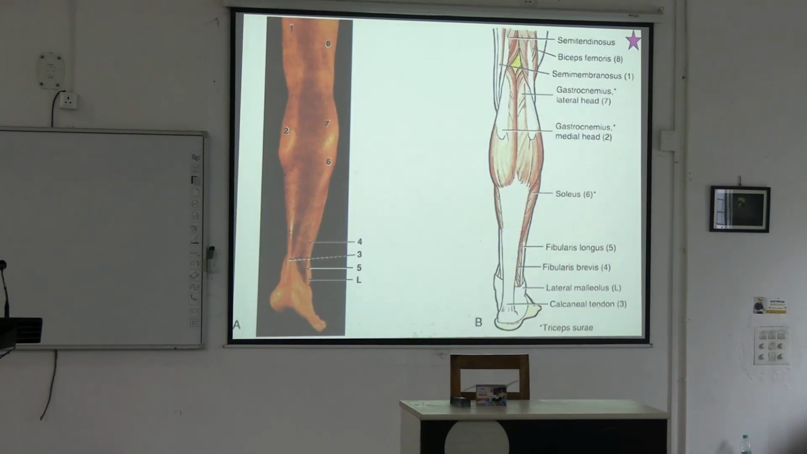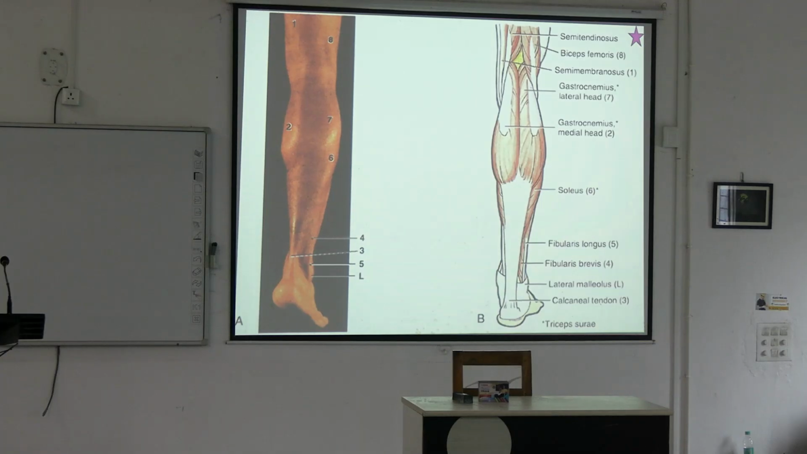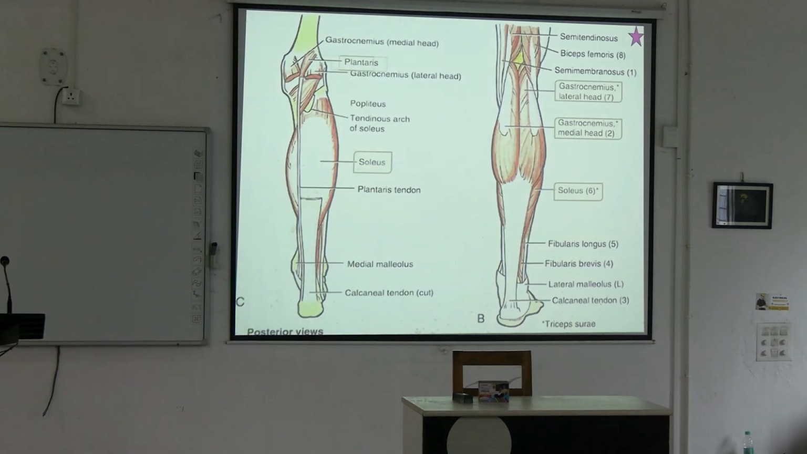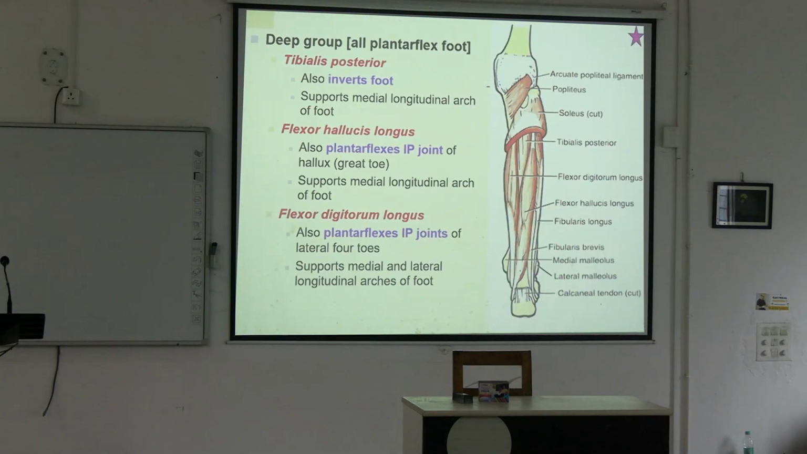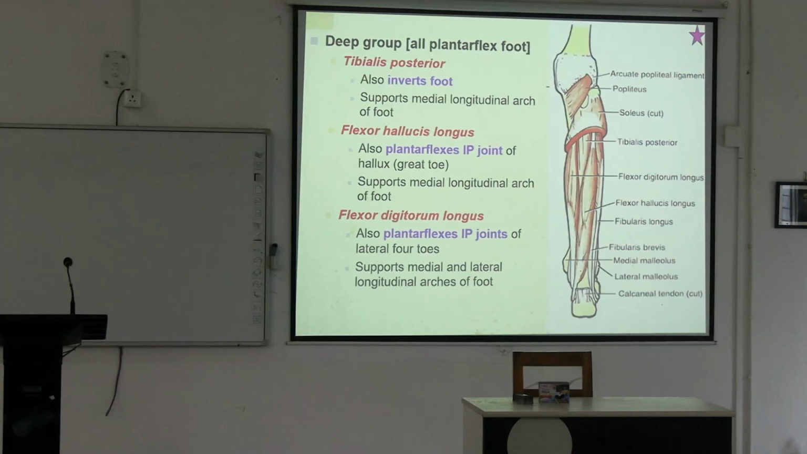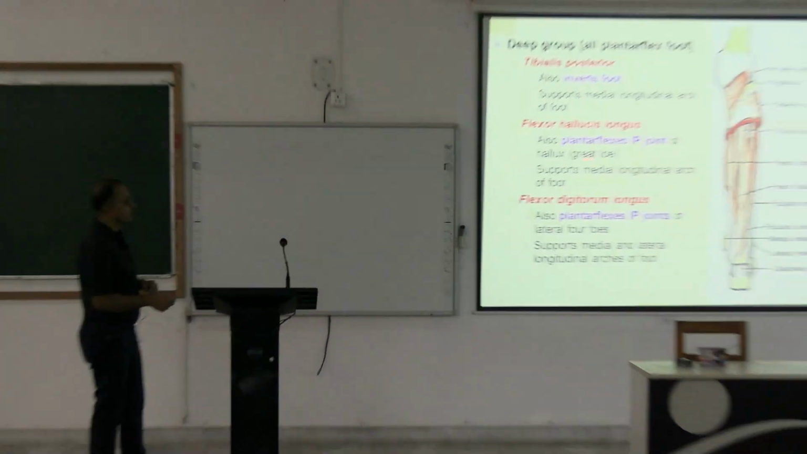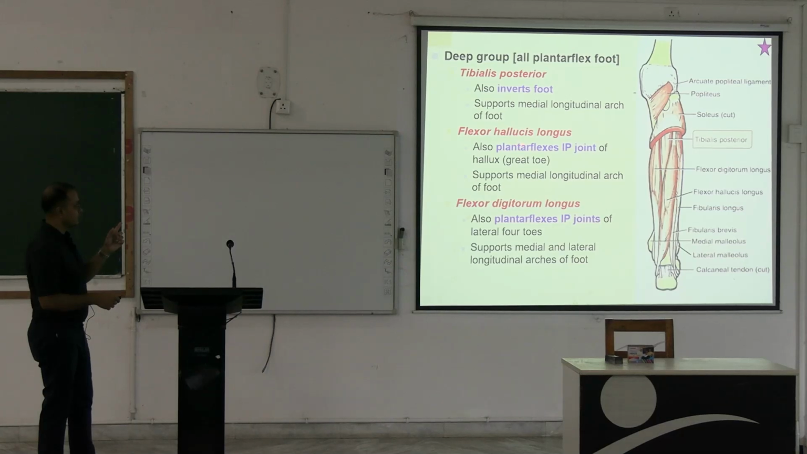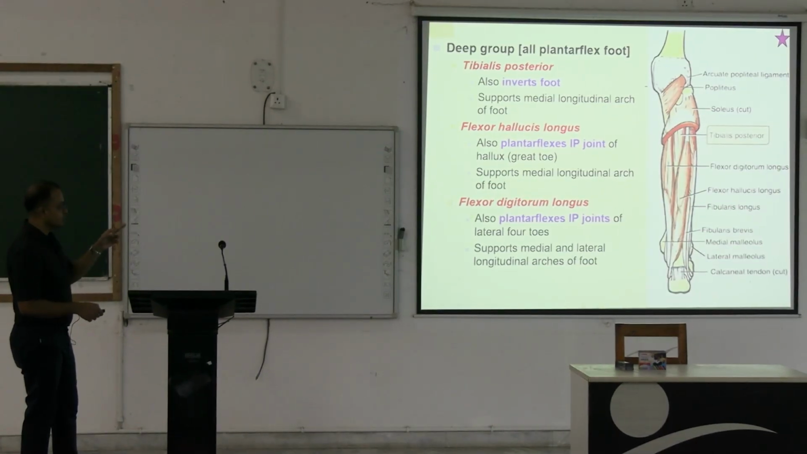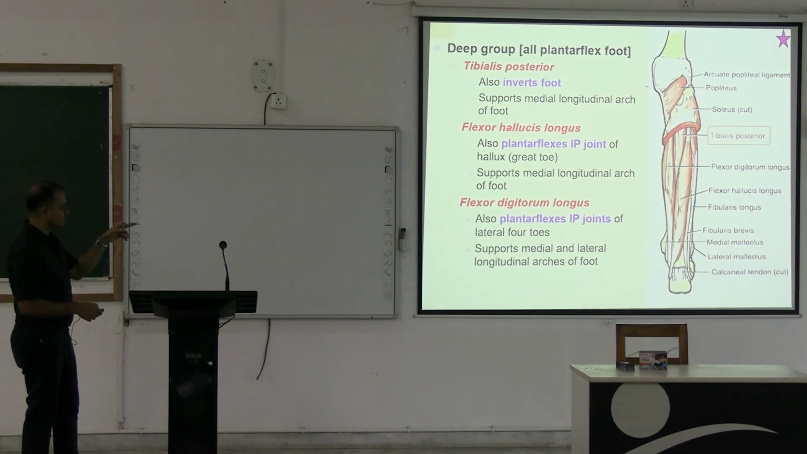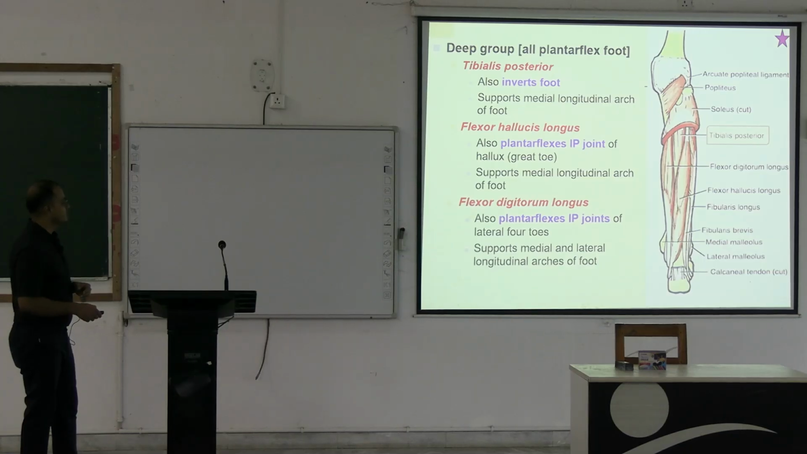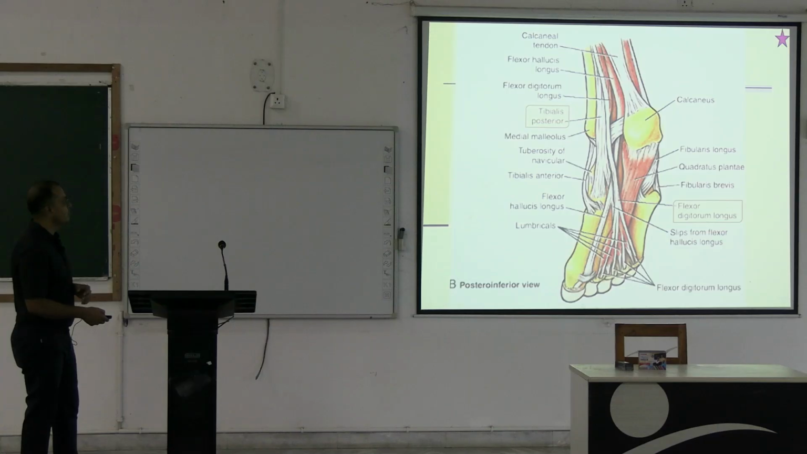The posterior compartment of the leg has muscles in the superficial and deep planes: gastrocnemius and soleus. Deep to that we have the tibialis posterior, which is the deepest. Along with that, flexor hallucis and flexor digitorum are present on the lateral and medial sides. The flexor hallucis goes to the great toe and is present on the lateral side, and the flexor digitorum is present on the medial side. So whenever you are identifying these deep muscles in the leg region, you have to identify them correctly.